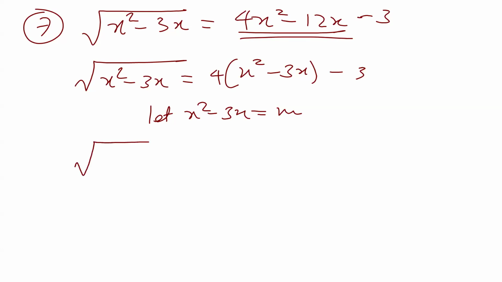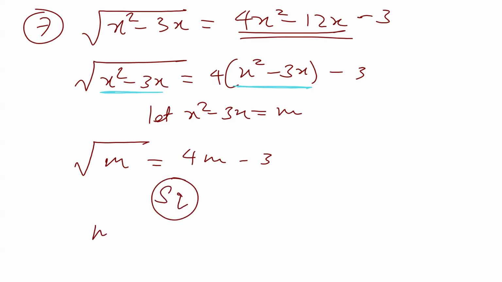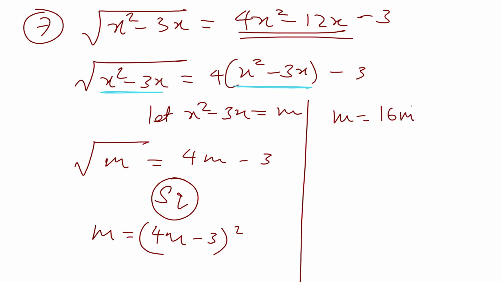So this is root of m equals 4m minus 3. Wherever there is x square minus 3x, put m. Now to eliminate the root, we'll square both the sides. M is equal to 4m minus 3 the whole square. Okay. 16m square minus 8 into 3, 24m plus 9. 16m square minus 24m plus 9.